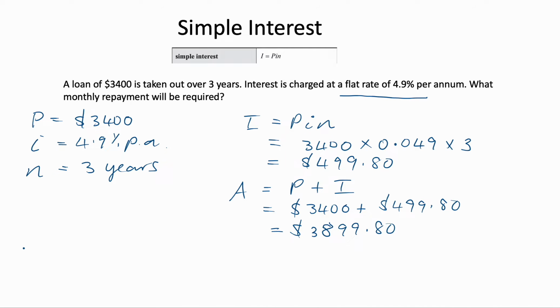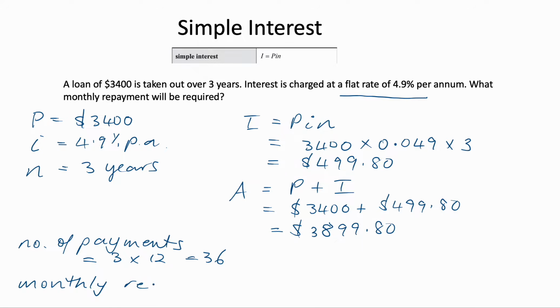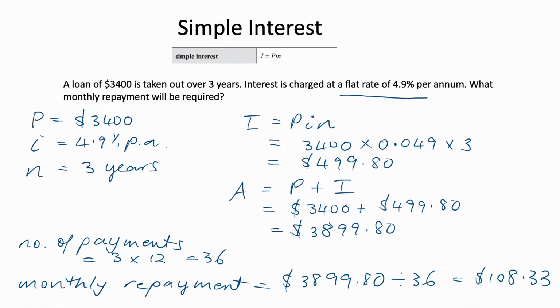Now, if we're going to make monthly repayments to pay this back, we want to know how many payments we're going to have altogether. So first of all, the number of payments is going to just be 3 lots of 12, so 36. So our monthly repayment is then just going to be that total amount divided by 36. So $3,899.80 divided by 36, and that will give us $108.33.